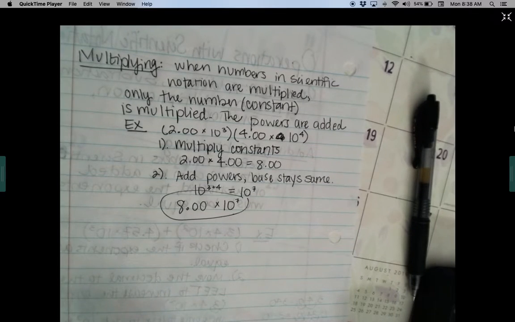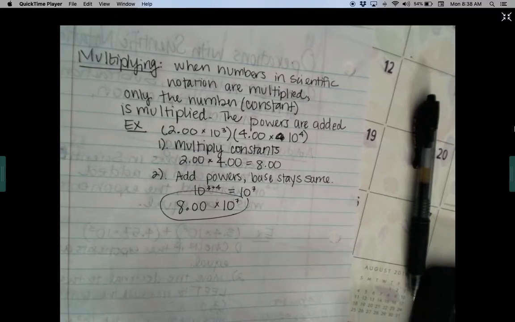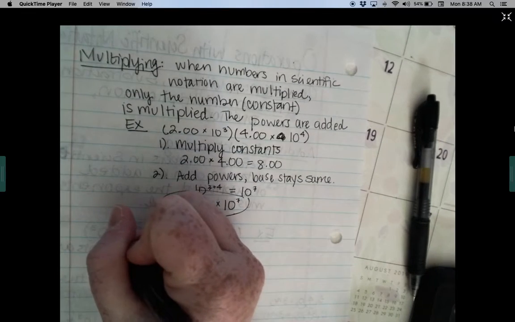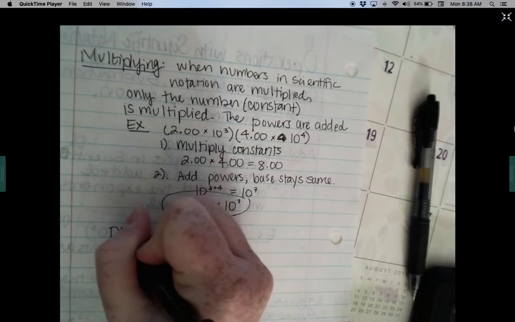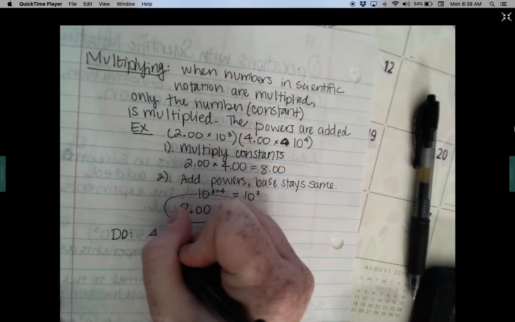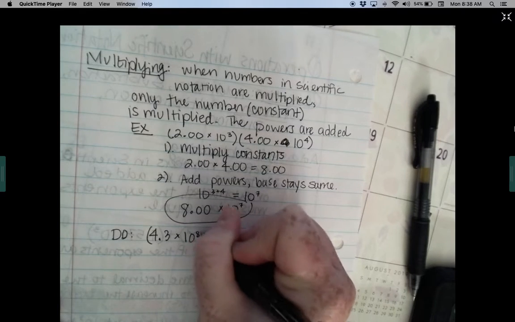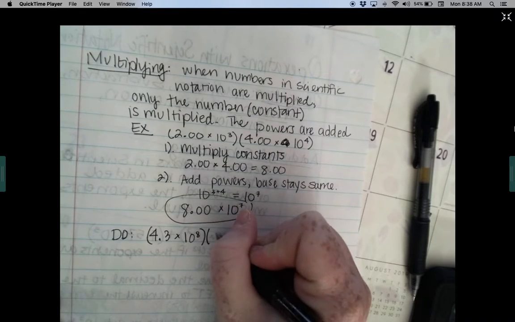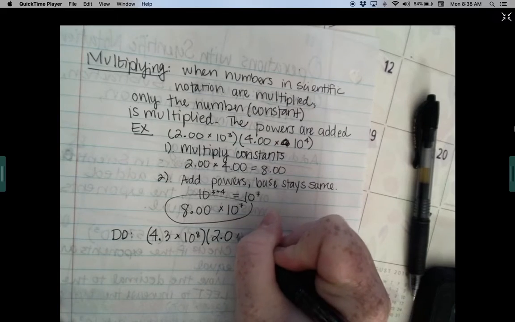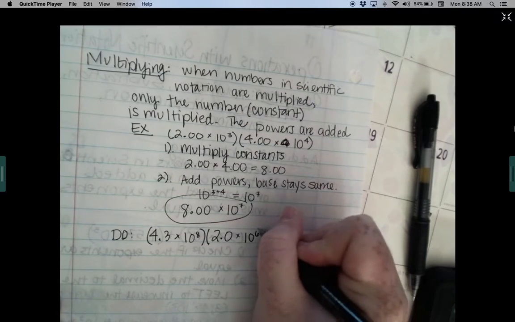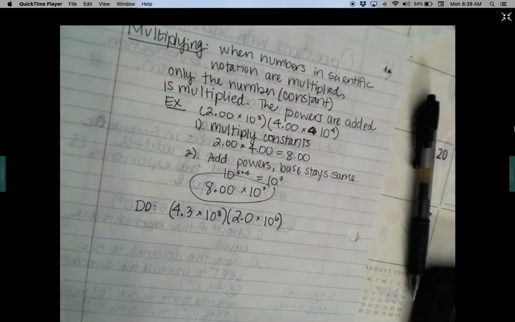Okay? Right, Nathan? Okay. With a partner, I want you to do 4.3 times 10 to the 8th, all of that times 2.0 times 10 to the 6th. So I want you to do that problem with your partner or by yourself. Check with a partner or do it by yourself. It doesn't matter, however you would prefer to do it.